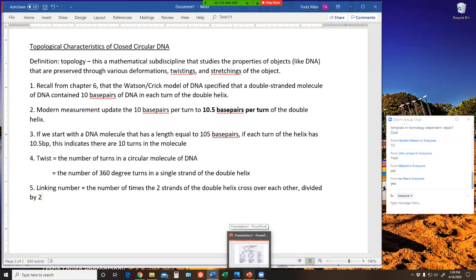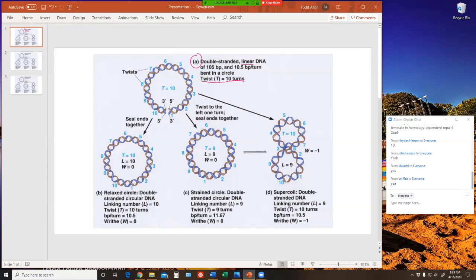Another important property of DNA topology is the writhe. You notice the writhe here is 0 in letter B. Letter C, the writhe is 0. And letter D, the writhe is -1. Gang, the writhe is the number of supercoils in the DNA molecule. It can be a positive number or a negative number depending on the type of supercoil that we're seeing, and I'll talk to you about that in just a moment. But obviously here the writhe is -1, so we're saying that this molecule of DNA has one negative supercoil.